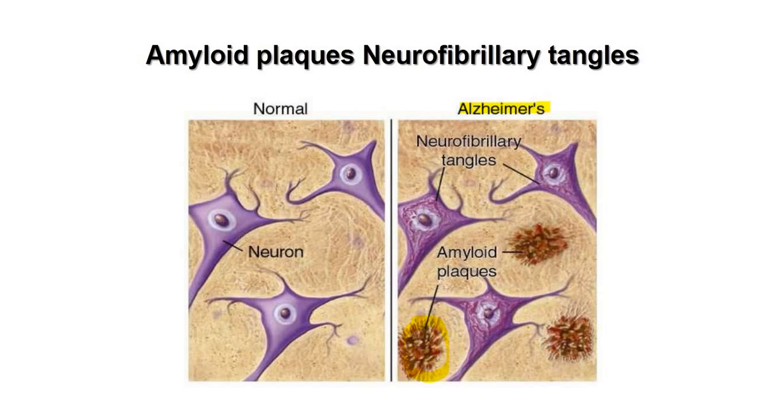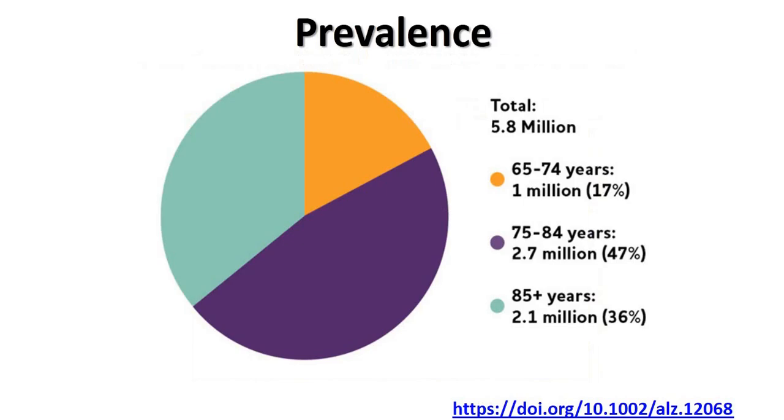What is the prevalence of this disease? The data I have depicted is from 2020. Total 5.8 million patients. Age group 65 to 74, 1 million, that is 17%. 75 to 84, 2.7 million, 47%. 85 plus, 2.1 million, 36%. So, maximum patients are in the age group of 75 to 84, suggesting this is a disease which hits mostly the elderly population.